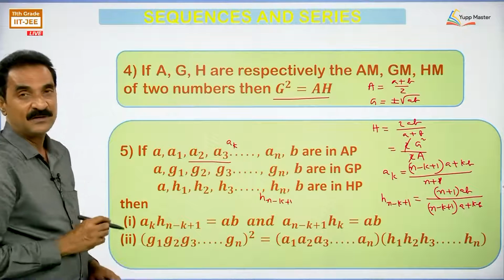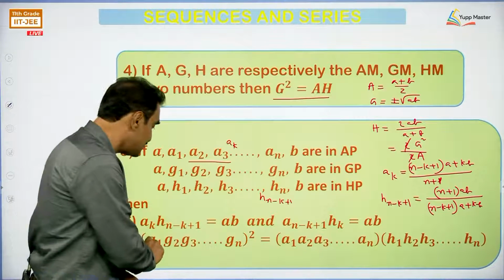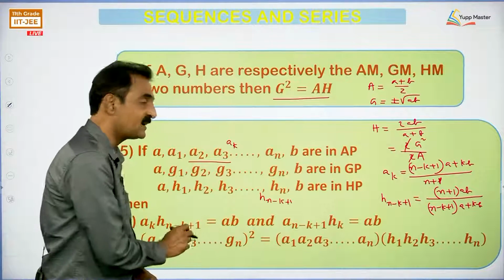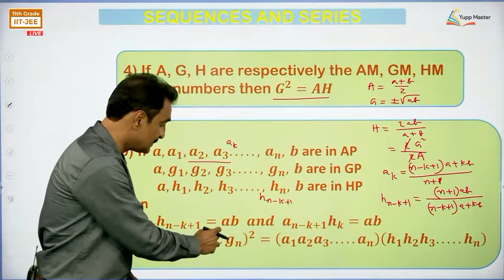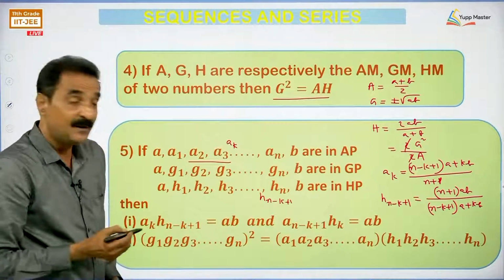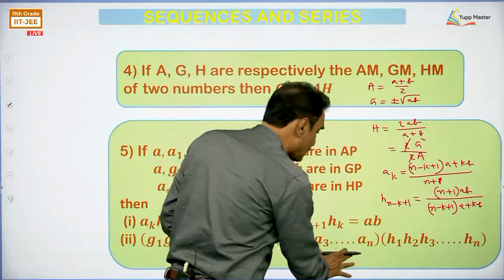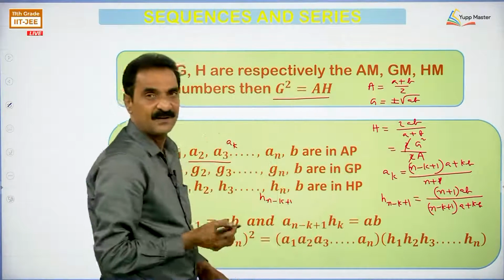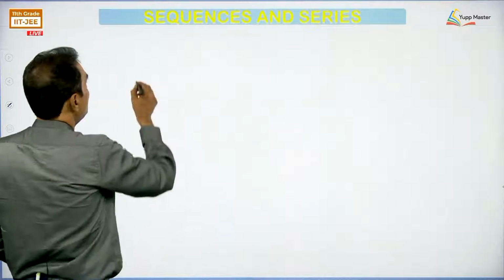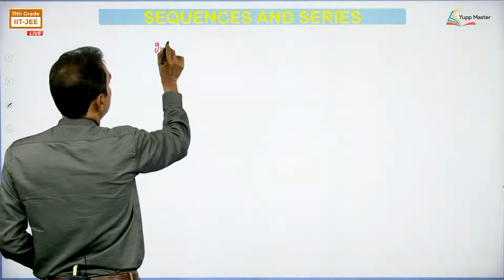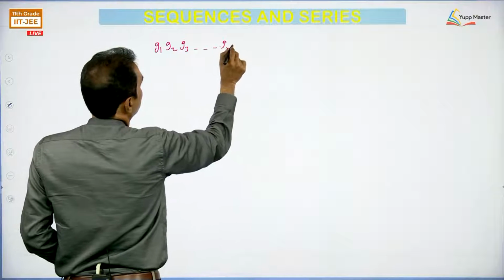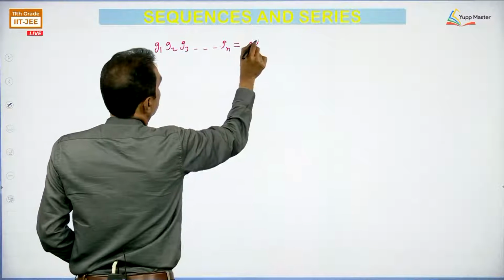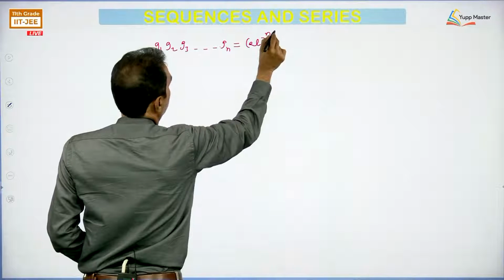Now one more thing is (G1, G2, G3 and so on Gn) whole square. Product of all geometric means, squared, will be equal to the product of all AMs and all HMs. You can easily prove it. Already we have discussed that the product of all GMs is AB power n by 2. We have derived this.